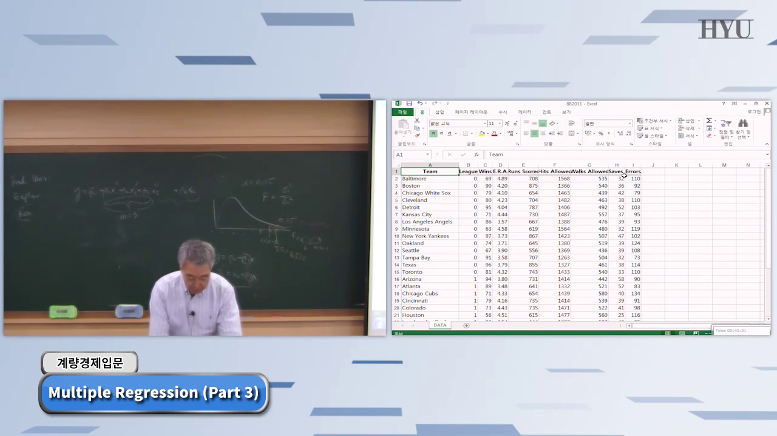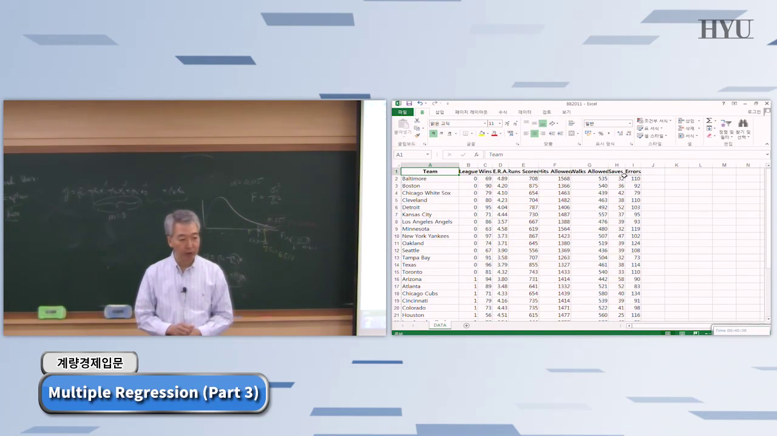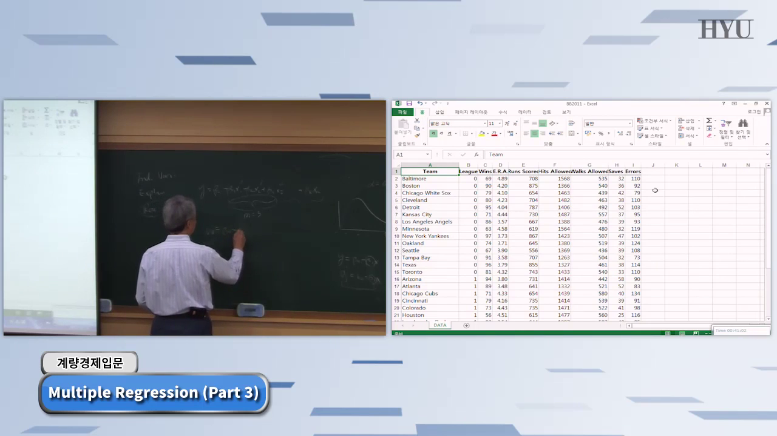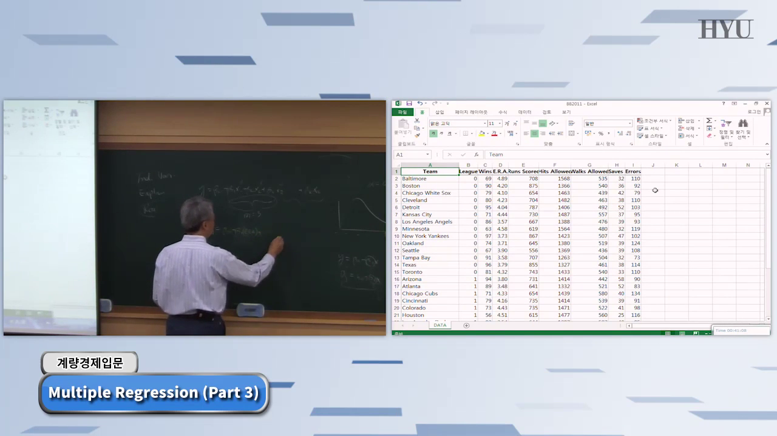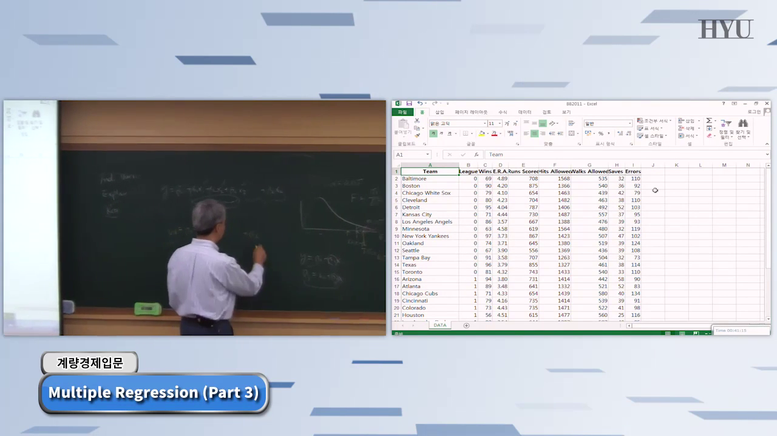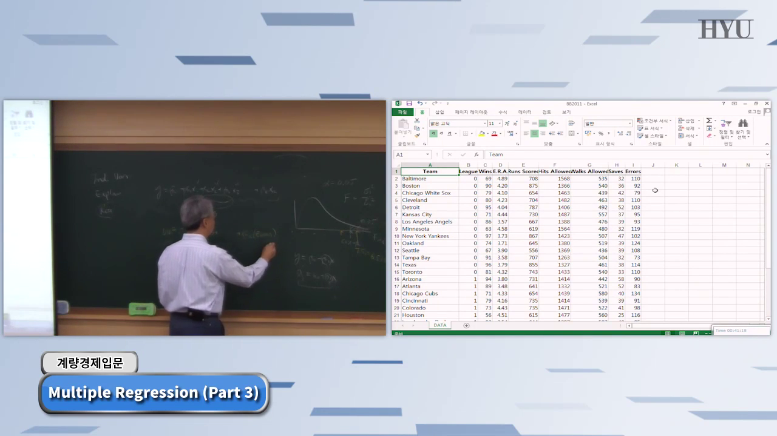Okay? And let's say you have a model trying to predict the number of wins based on all these independent variables. So use the number of wins as the dependent variable, and all the other 6 variables as independent variables. So we have wins as a function of, let's say, ERA, up to beta 6, the last one, errors.